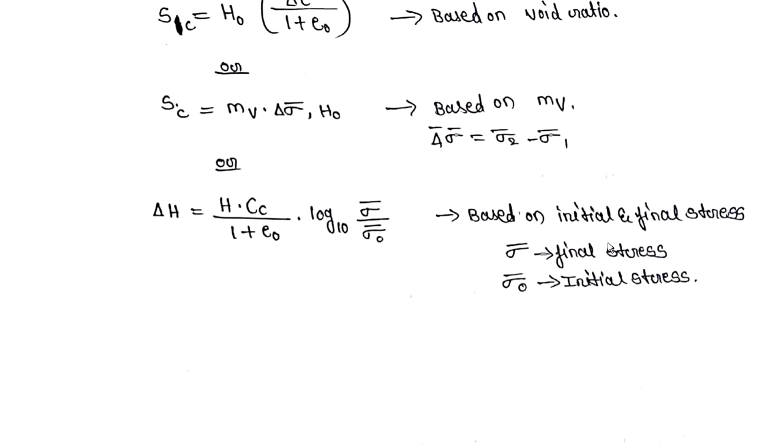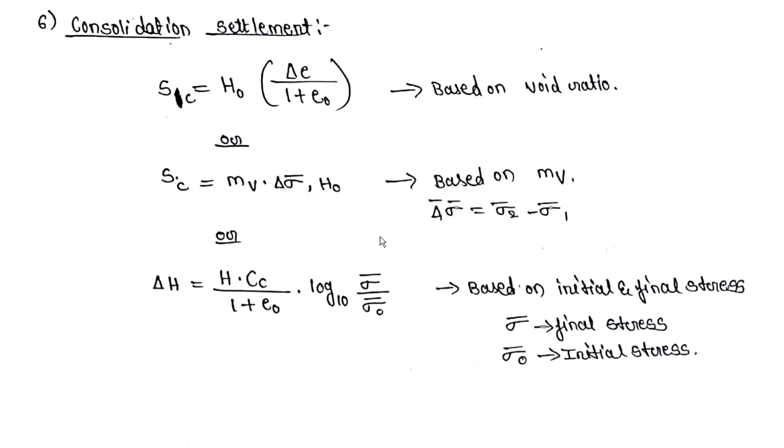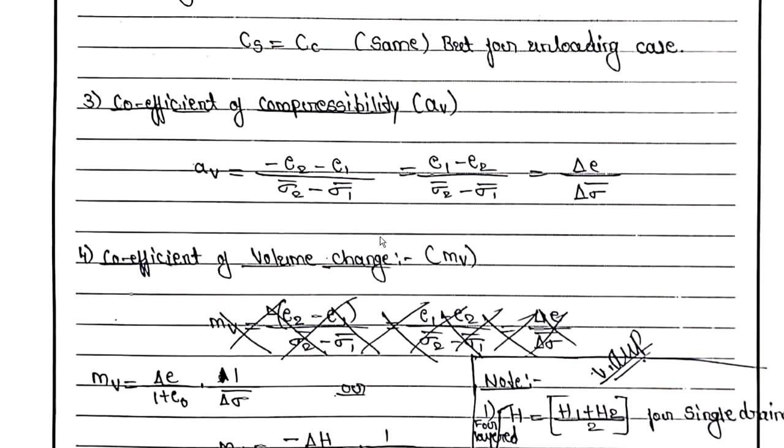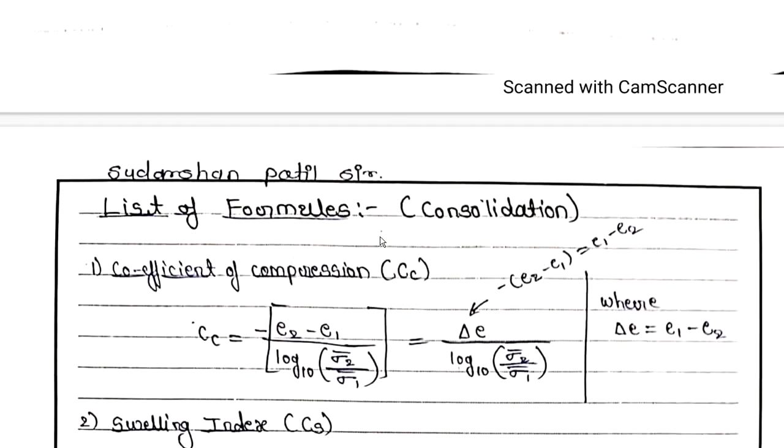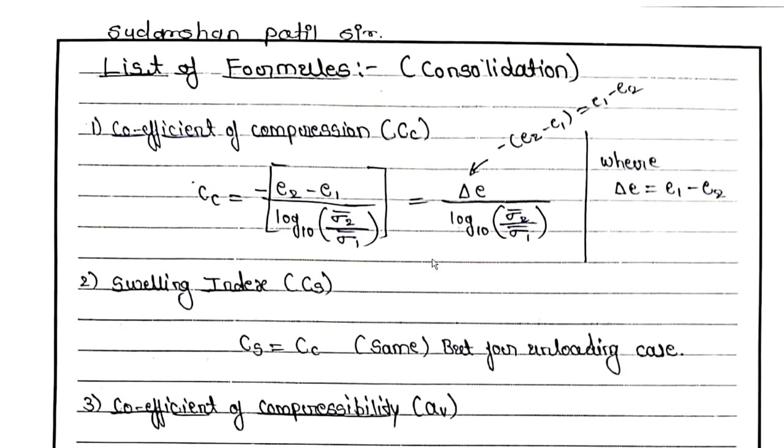Now based on initial and final stress, we can find out delta H is equal to capital H into Cc divided by 1 plus e naught into log 10 to the base sigma dash divided by sigma dash naught. Okay, so this is based on the initial and final stress. So you can just go through these formulas. These formulas we have derived from compression curve, which we have already studied.